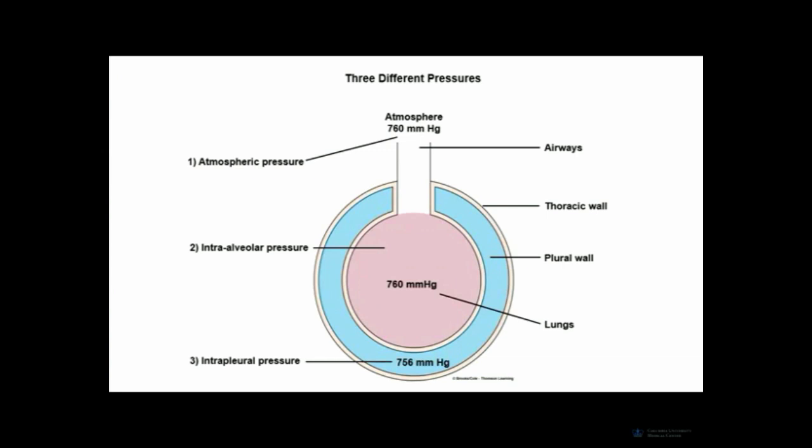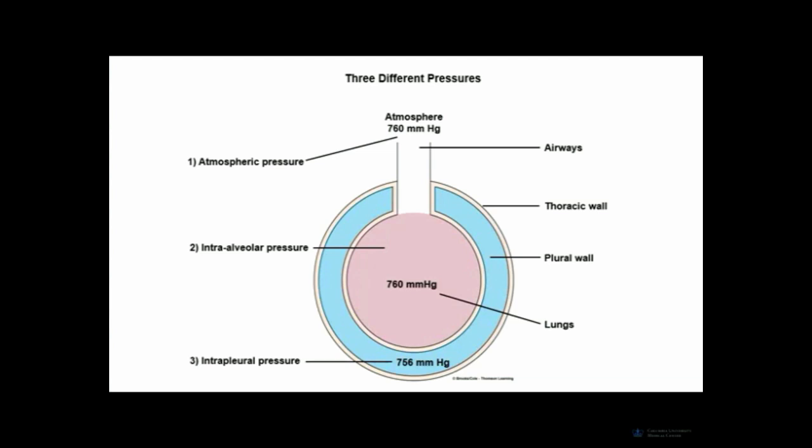And the number here is referring to interalveolar pressure, the pressure within all the alveolar spaces. Up here represents the airways. The outer line represents the thoracic wall and the parietal pleura, right? And the inner line represents the visceral pleura covering the lungs.